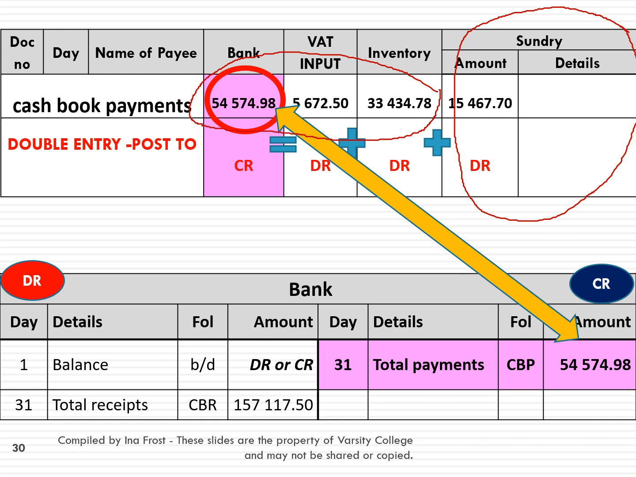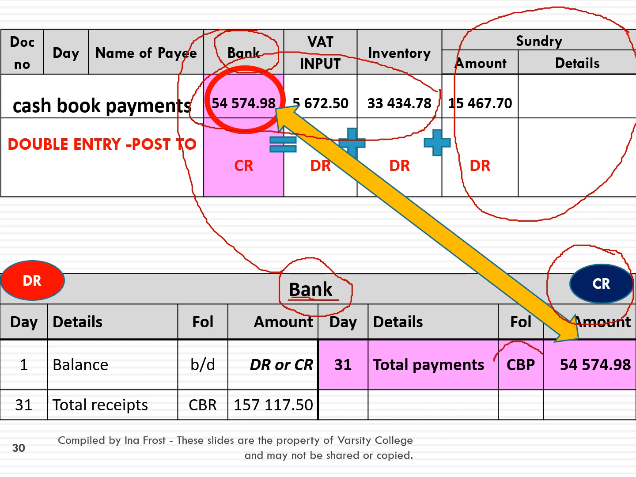So this time around, we're going to post to the credit side of the bank account because now we are making cash payments. So our asset is getting smaller. Again, you can see I'm matching up the name of the general ledger account with the name of the column. So we're working with the bank column in the cash book payments, so I need to post it to bank in the general ledger.